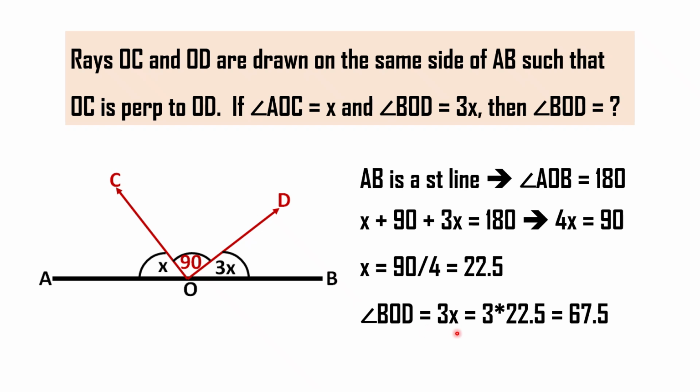So angle BOD, 67.5 degrees. So what you have to know is that if it is a straight line, সবকটা angle মিলে the total of all the angles will be 180. The total of all the angles will be 180 if AB is a straight line. So we get 67.5.